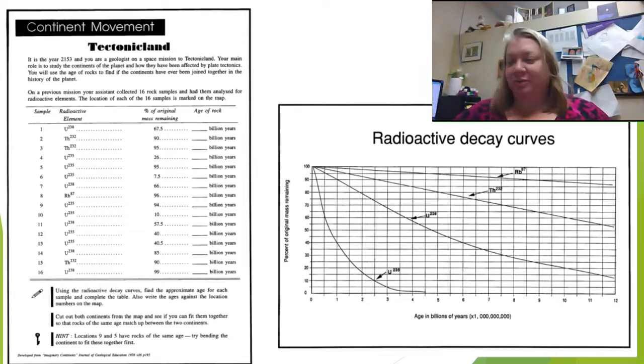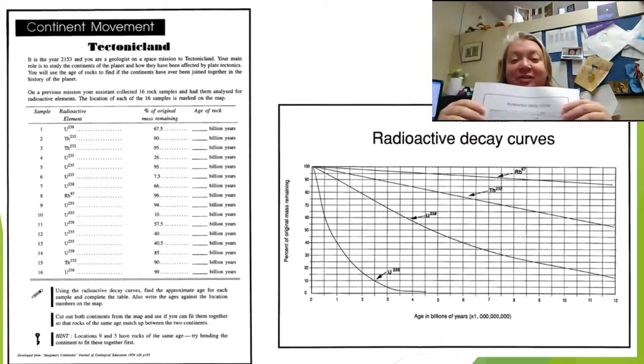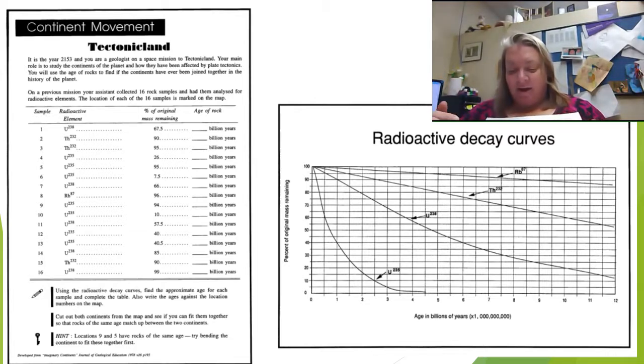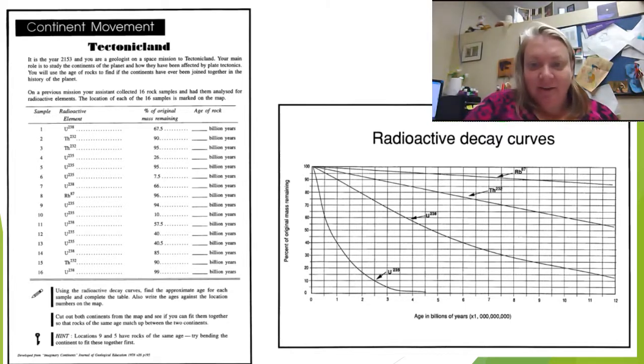So then you get out the third piece of paper. This one has our radioactive decay curves. We have different lines drawn for each of the elements. We have the age in billions of years along the bottom, and then we also have the percent along the side. So I'm going to draw on the screen, hopefully. The first sample was uranium-238. So let's see here, uranium-238 is this example right here.